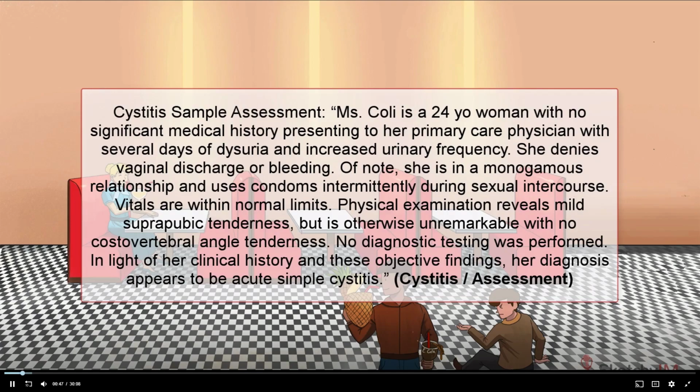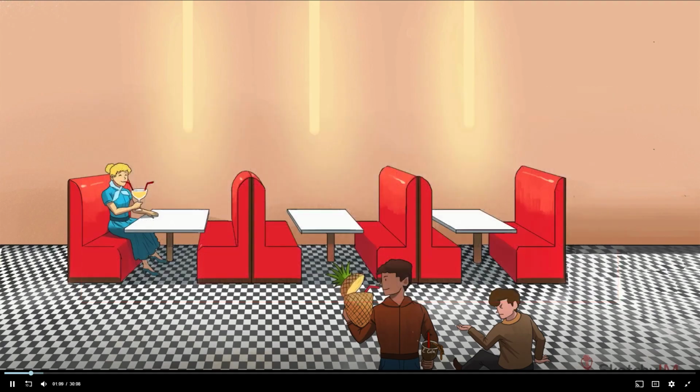Vitals are within normal limits. Physical examination reveals mild suprapubic tenderness, but is otherwise unremarkable, with no costovertebral angle tenderness. No diagnostic testing was performed. In light of her clinical history and these objective findings, her diagnosis appears to be simple cystitis. And how about that pyelonephritis patient?